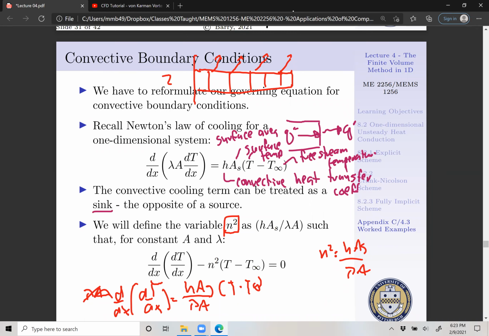So if this is really hot here, and we have a convective boundary down here, you're going to have a temperature distribution, and the strength with which heat is convecting off can be dependent upon the temperature of each of these cells in your free stream. But we won't get into that just yet, that's a little trailer for how we can use this method. So once we define n squared as our convective heat transfer coefficient times our surface area per our thermal conductivity times our cross-sectional area of the member, we're left with this equation: d by dx of dT dx minus n squared times the temperature of our cell minus our free stream temperature equals 0.